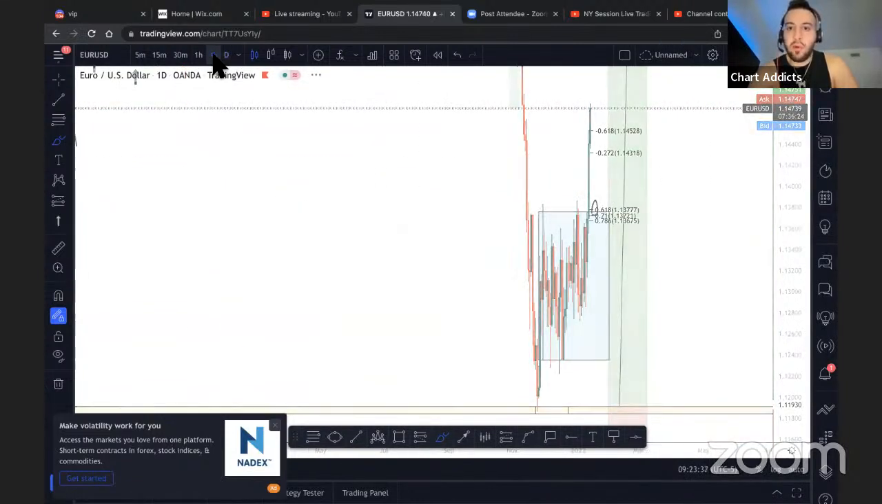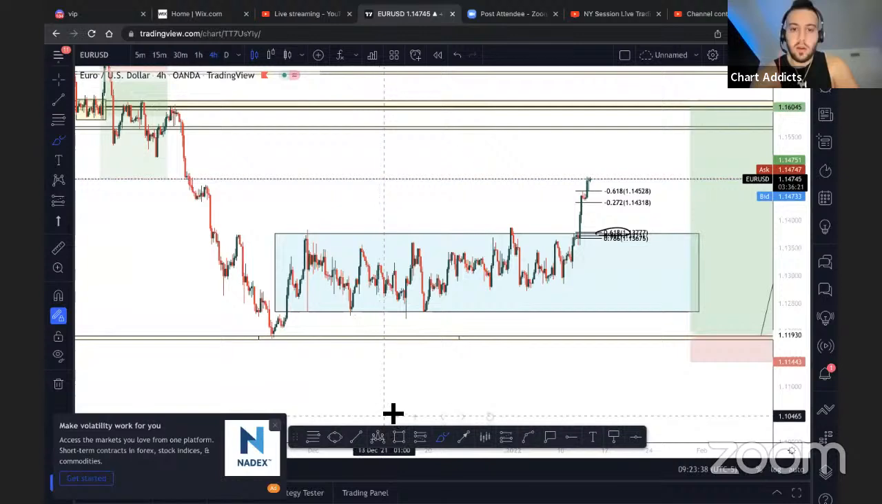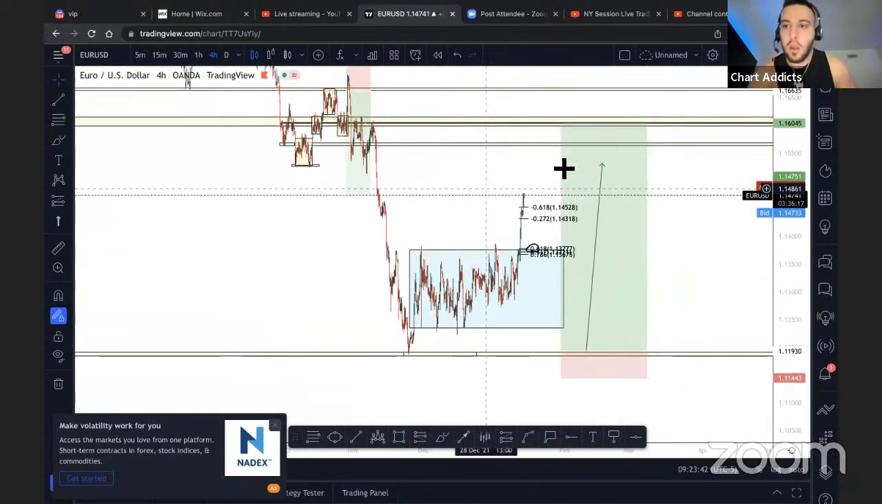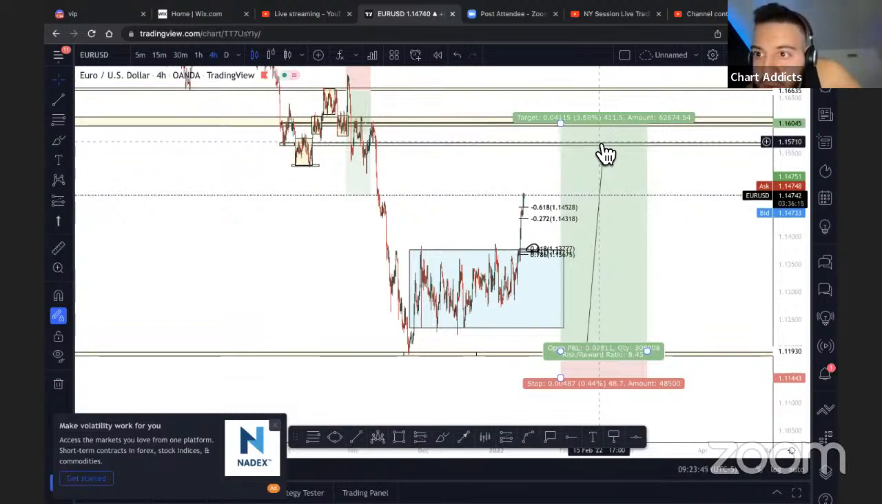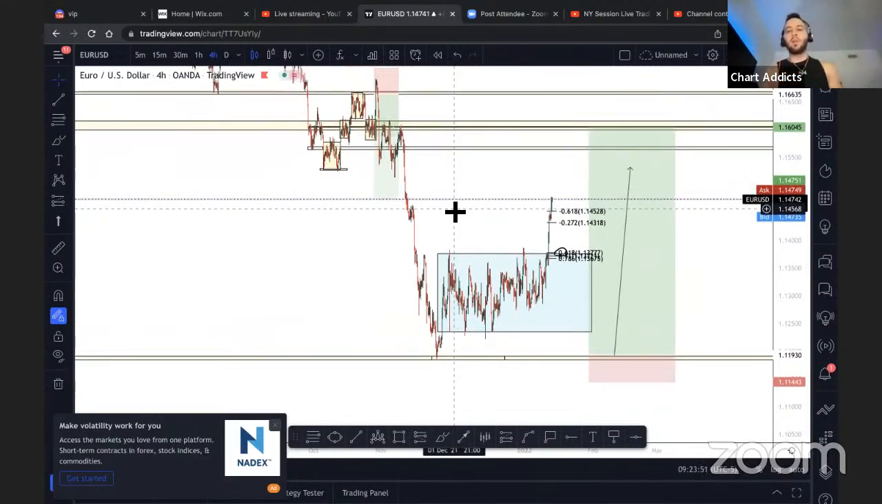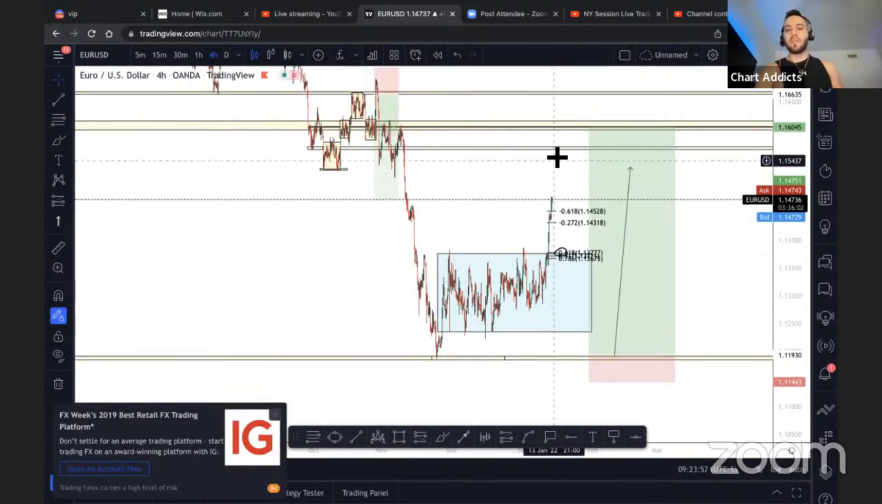EUR/USD finally broke out of this consolidation. Where are we headed to? 157 or this 116 key level. When we talked about this on the first Sunday market outlook of the year, I said that EUR/USD was going to go bullish for a little bit, at least break out of this range.